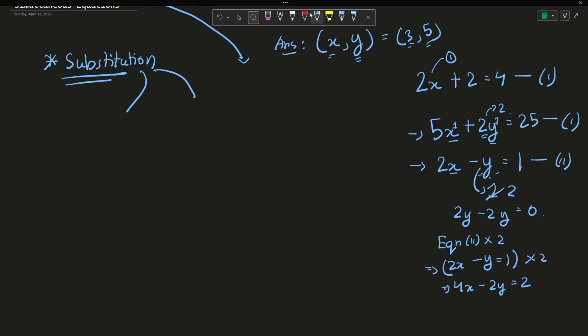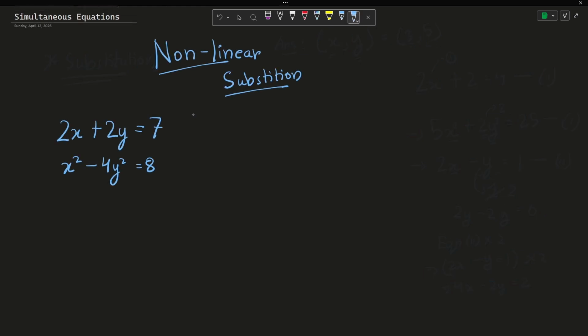Now I'm going to show you how to solve nonlinear equations. And as I told you earlier, we can solve nonlinear equations only by using the substitution method. As you can see, we have a set of nonlinear equations.